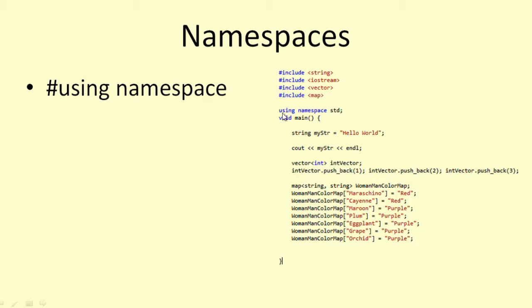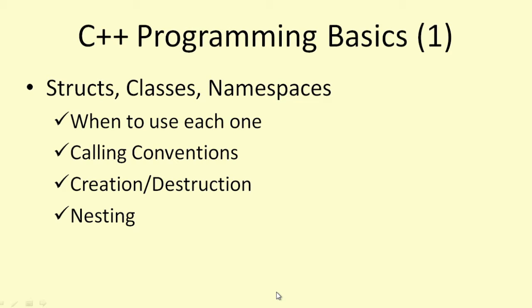But anyway, you can use this using namespace thing, and basically it just says for all these things, check to see if they're in the standard namespace beforehand. Right, so that covers more or less when to use each one. Calling conventions. The only other thing is nesting.